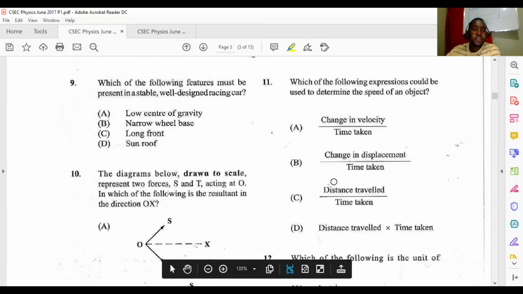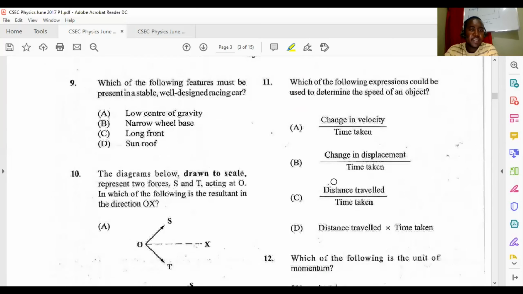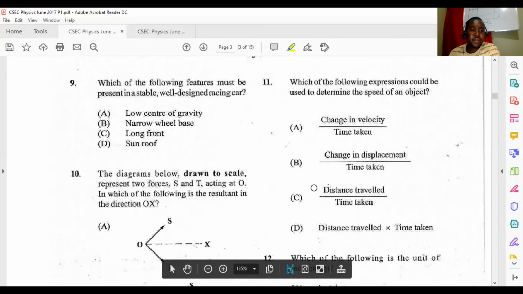Which of the following features must be present in a stable, well-designed racing car? Low center of gravity, narrow wheelbase, long front, or sunroof? A, low center of gravity. Great. So when we have a low center of gravity, it's not easily toppled over.